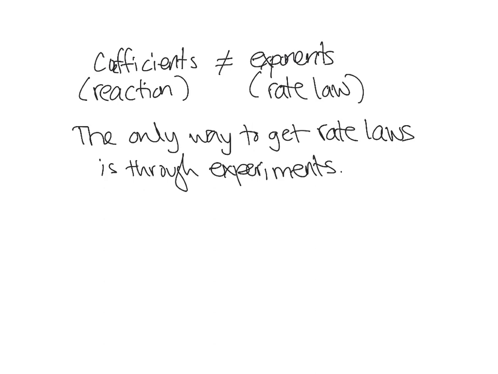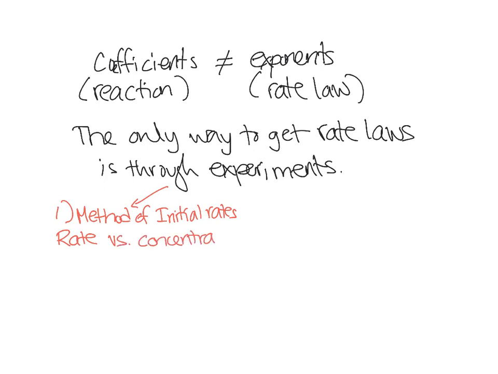And there are 3 types of experiments that we can do, and we'll be looking at each of these in class. The first type is what's called the method of initial rates. And the method of initial rates says, let's do experiments where we measure rate versus concentration. So let's do a bunch of experiments. Let's change the concentration of the reactants and measure the rate, and that gets the exponents and the K and the rate law.